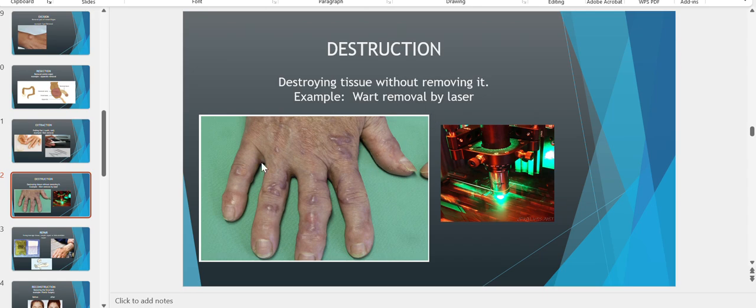Destroying the tissue, but not removing that part, only destruction, for example using a laser. If a patient is using cold therapy like cryotherapy, the physician will not make any cut or remove that part. He will use another object to destroy that tissue. That one is destruction. Okay.